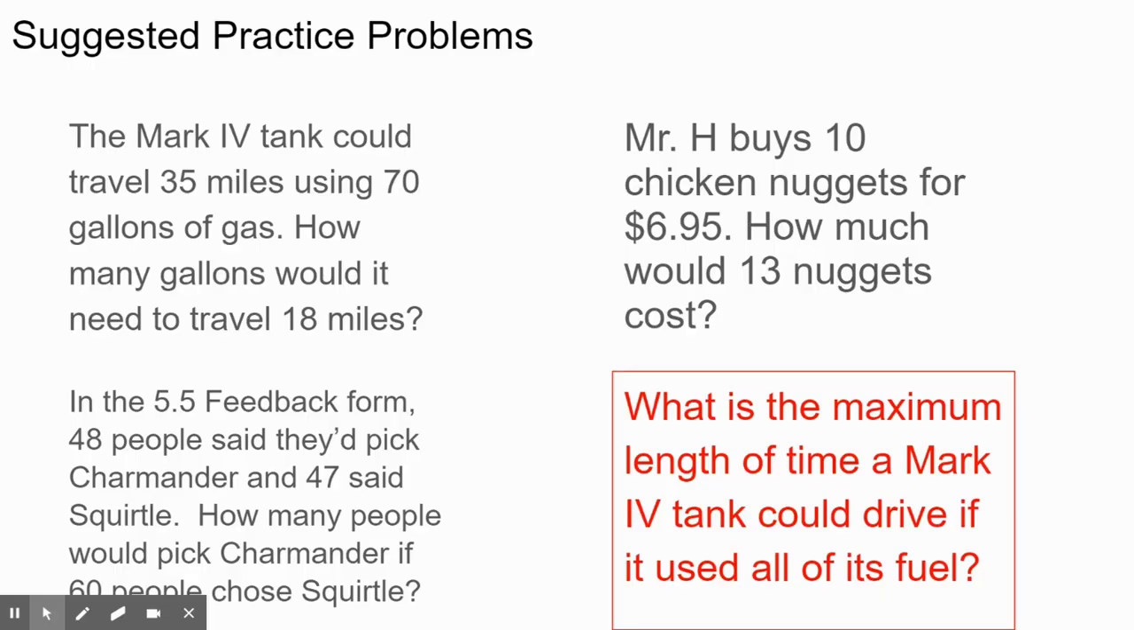Finally, the challenge question. What is the maximum length of time a Mark IV tank could drive if it used all of its fuel? To answer that, you're going to need to go back to the example, as well as use the first suggested practice problem. You're going to need both problems and pull information from both of them to answer the challenge. You can try it, or you can skip it. I don't mind. That's why it's a challenge.